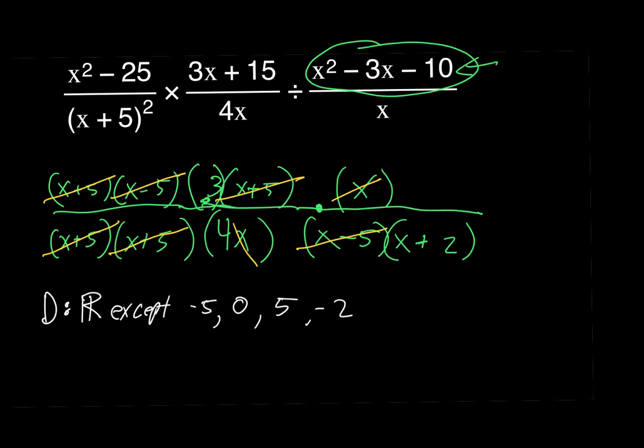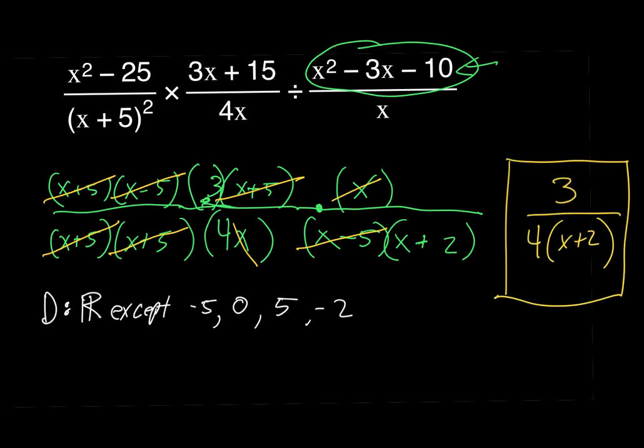So in the numerator, I have 3, and that's it. In the denominator, I have a 4 and a parenthesis and an x plus 2. This would be the fully simplified version of this big rational expression, knowing that my domain can be any number except I cannot use negative 5, 0, 5, or negative 2 for x.